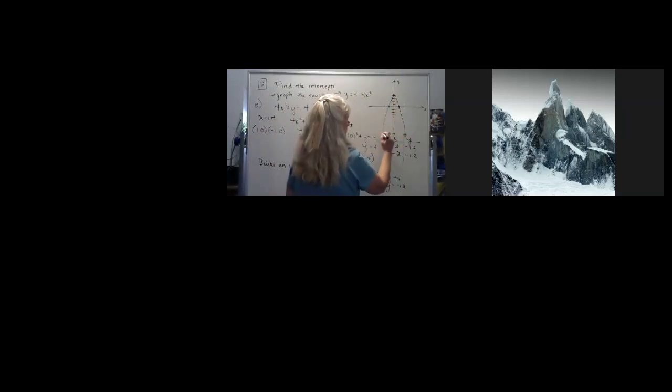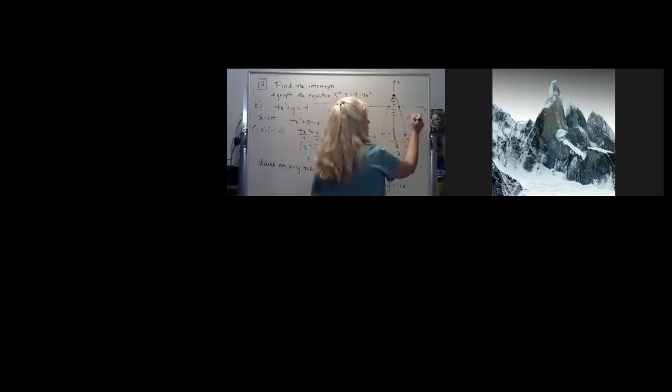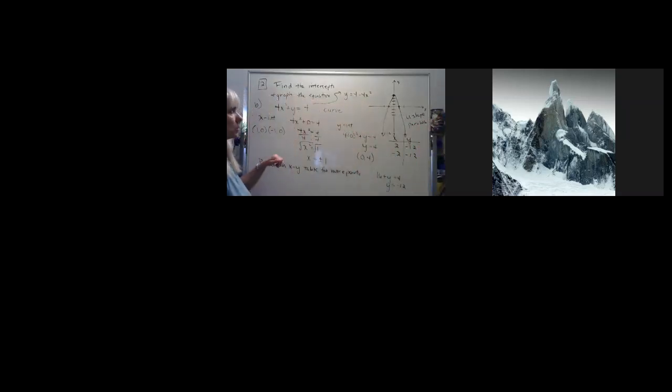So we end up with something that's called a parabola. So this U shape is called a parabola. And it's going to happen anytime you have one of the variables squared. So if you have an x squared or a y squared, you'll end up with a U shape. If the x is squared, it's going to either open up or down. If the y is squared, it opens left or right.